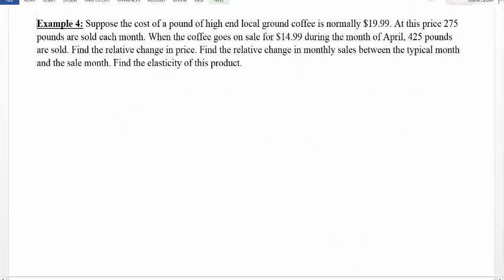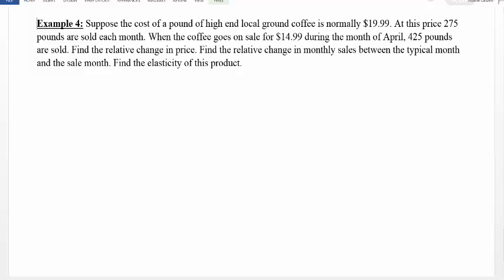Let's take a look at one more example where we need to work out all the parts to find the elasticity of a product. So example 4. Suppose the cost of a pound of high-end local ground coffee is normally $19.99. At this price, 275 pounds are sold each month. When the coffee goes on sale for $14.99 during the month of April, 425 pounds are sold. We need to find the relative change in price, the relative change in monthly sales between the typical month and the sale month, and the elasticity of this product.